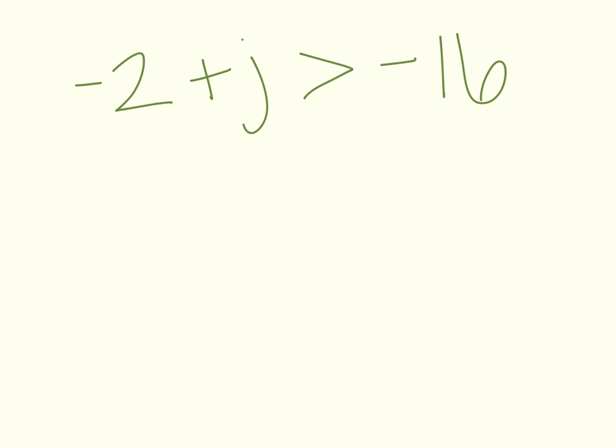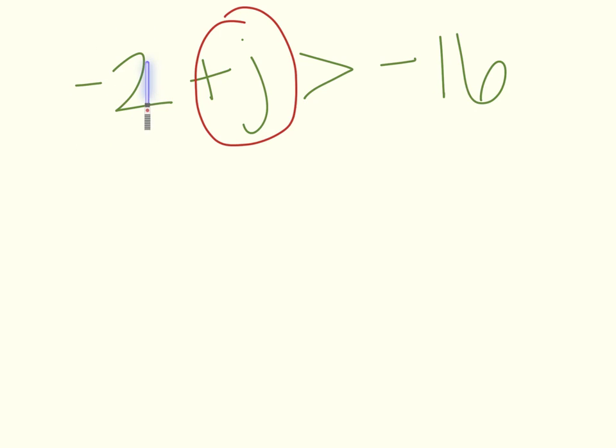Anyways, I'm going to review a little bit of what we've been doing. So let's say we have a question like -2 plus j is greater than -16. The first thing we do is isolate the variable, circle it, and try to get rid of everything outside of the circle. What's outside the circle is this -2. So we have to do the additive inverse of -2.